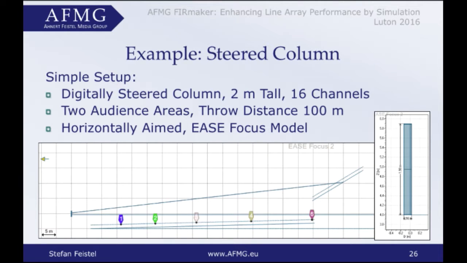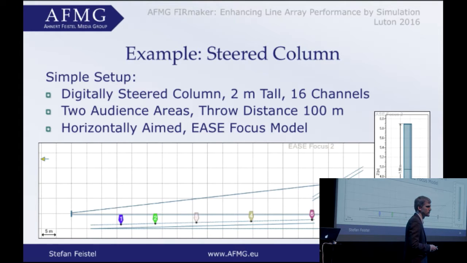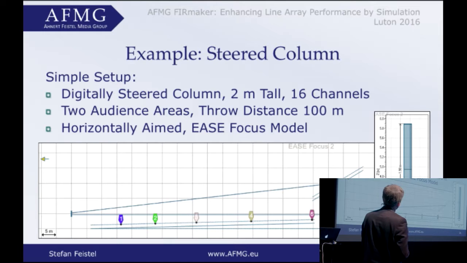And now let's look at the steered column. This is a very typical case, a 2 meter high steered column, like you maybe know them from Tannoy, from Renkus-Heinz, from Duran, from other companies. Often you have 16 drivers distributed along the length, and in this case we've simulated with 16 FIR channels, and we've taken a very typical setup here with a floor area and a balcony. And the conventional system, our reference system, was configured with 2 beams, which is also very typical for digitally steered columns.